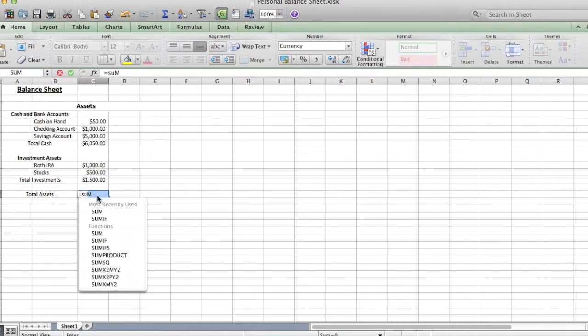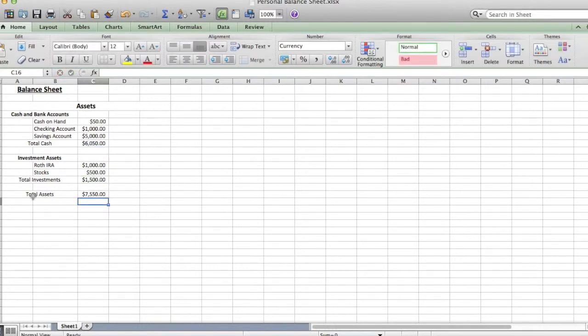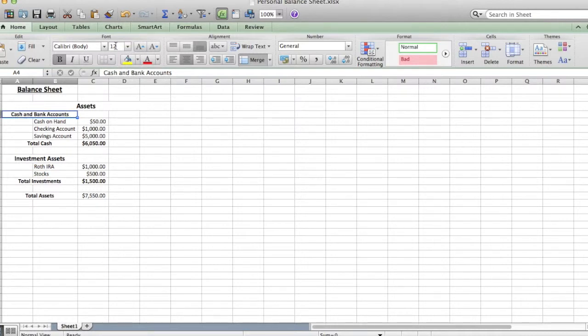Then I have one total number for all of my total amount. So that means that according to this, I have total assets of $7,550. Not bad. You know, we're just starting out, so that's not too bad.